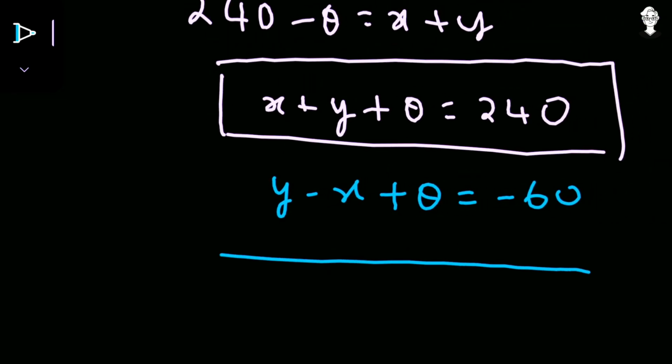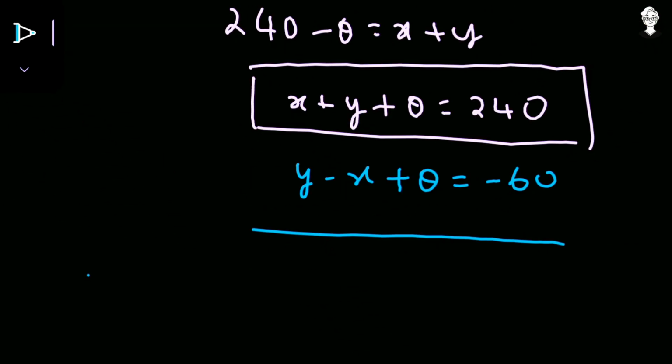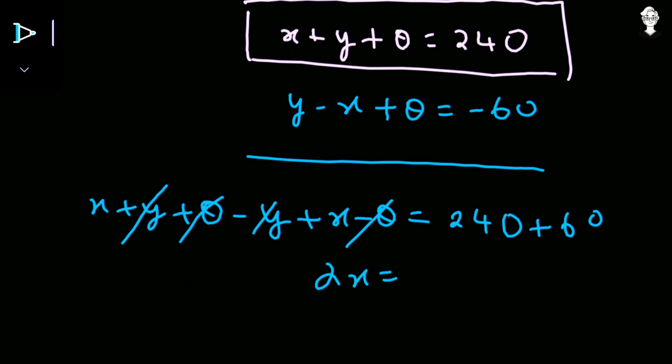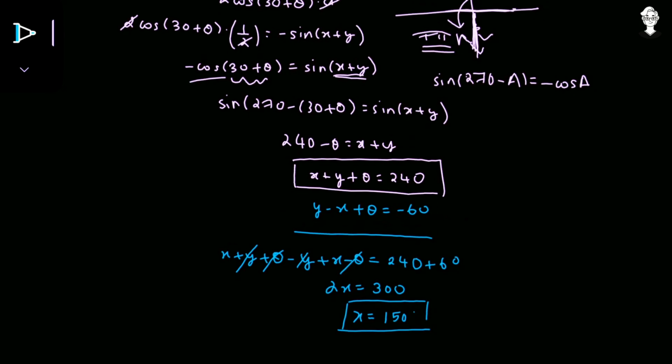Now the angle for which we have to solve this equation is this angle that is equal to x. So now what we will do is subtract this equation. So x plus y plus theta minus y plus x minus theta is equal to 240 minus of minus 60, that is plus 60. Negative theta, positive theta, positive y and negative y got cancelled out. 2 times x is equal to 300, and from here we get that x is equal to 300 upon 2, that is 150 degree, and that's the answer. The value of this missing angle x is equal to 150 degree.